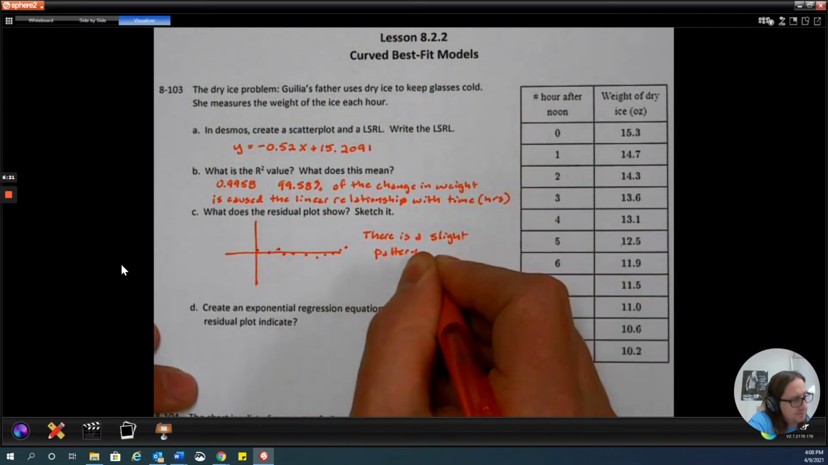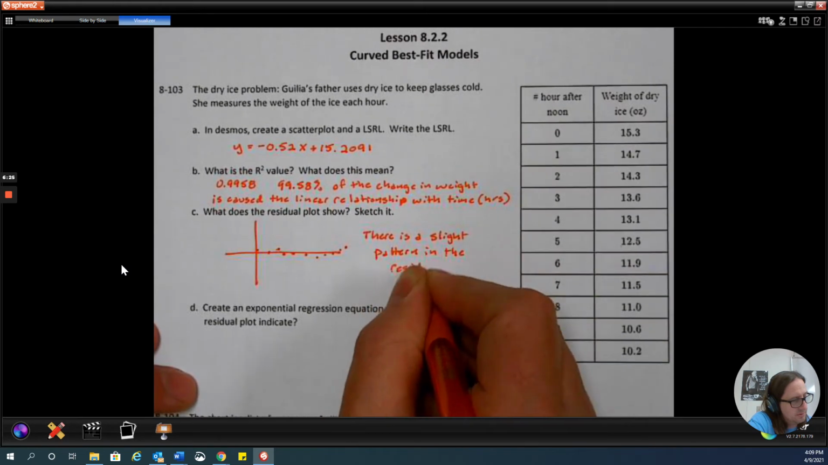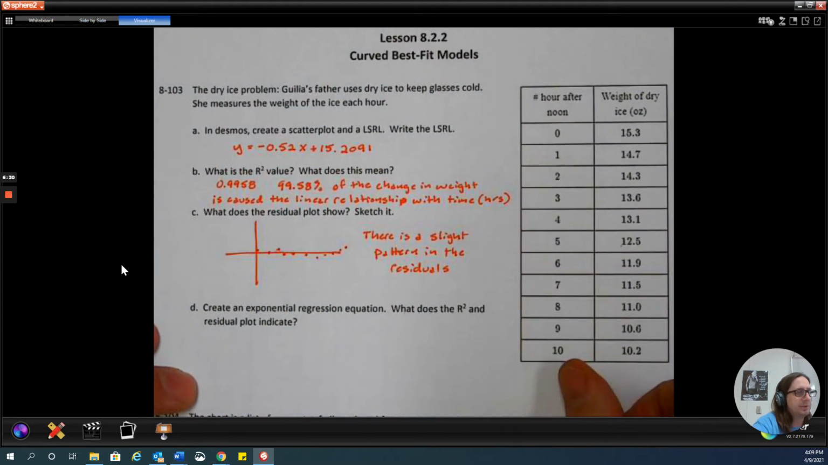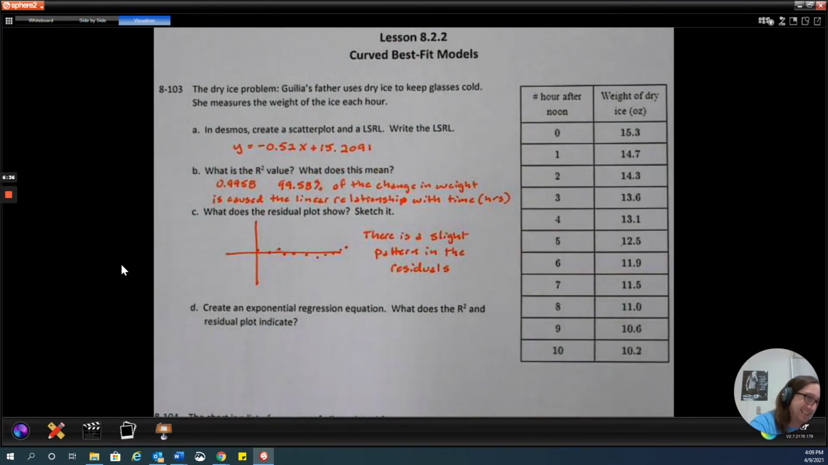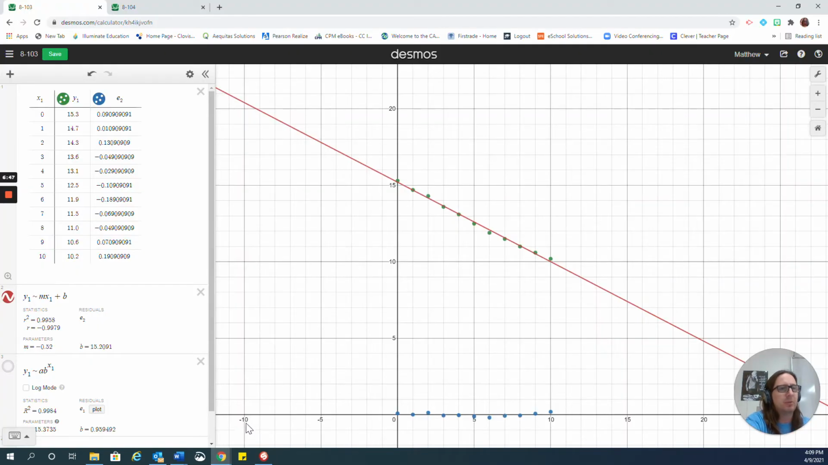In the residuals. And generally, we don't like to see patterns in our residuals. So what we're going to do instead is see, okay, is this data better as an exponential function instead? So let's go back to our data. So now we're going to look at it and say, okay, let's get rid of this one right here.